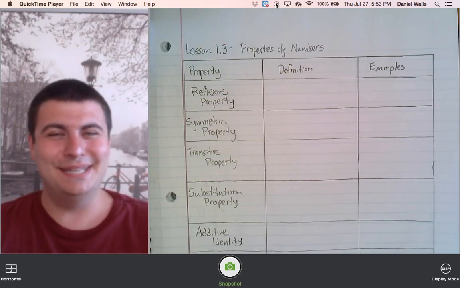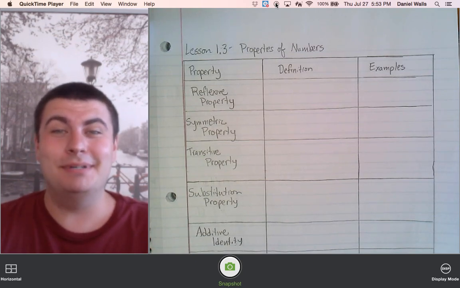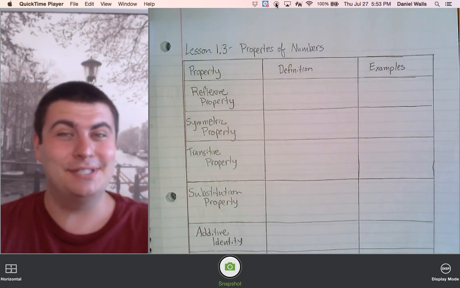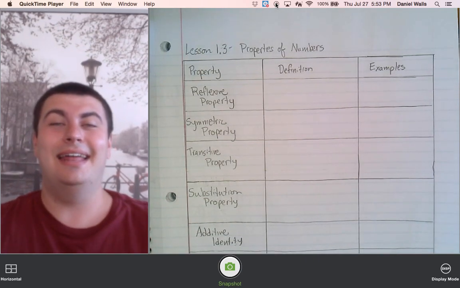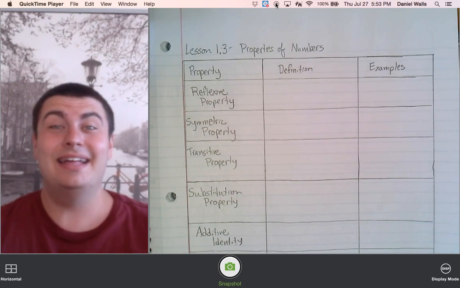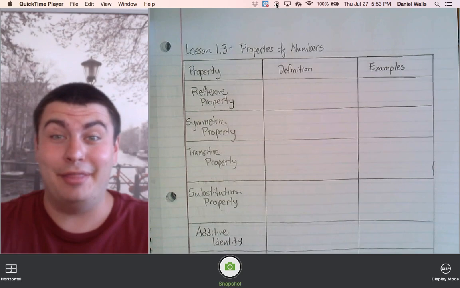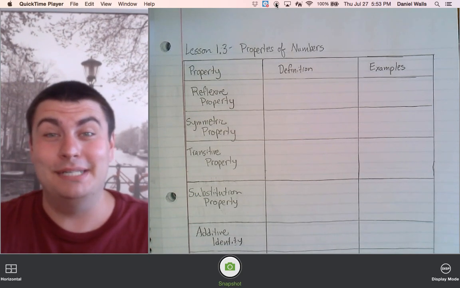Hello and welcome to lesson 1.3. We're going to talk about the properties of numbers. These properties of numbers are essentially what allow us to do anything in algebra, anything in computational math, anything in theoretical math. These are the backbones of math, of numbers.